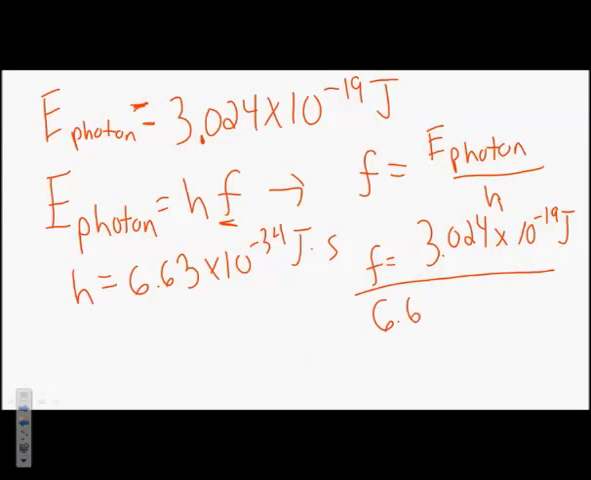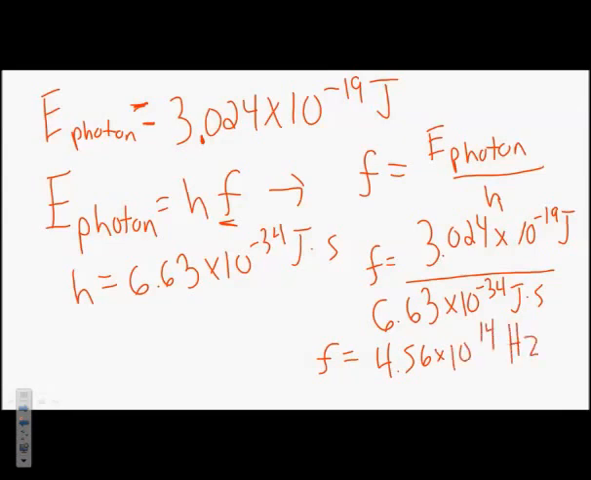So we get a frequency. There we go, it's a little bit better. It's going to drive me crazy. We get a frequency equal to 4.56 times 10 to the 14th hertz. Okay? I'll give you a second to write that down, or you can pause the video, that works too.